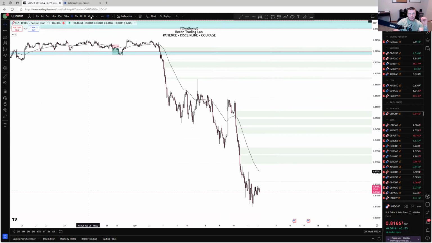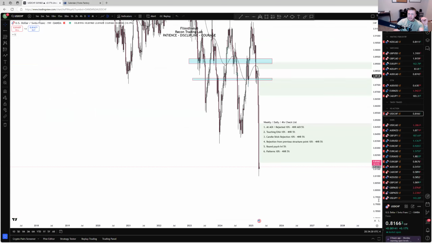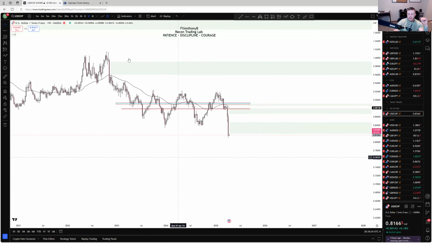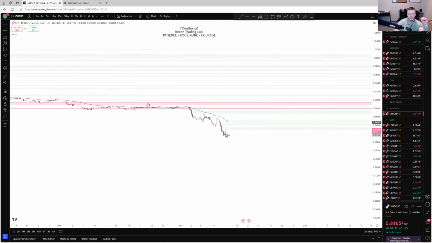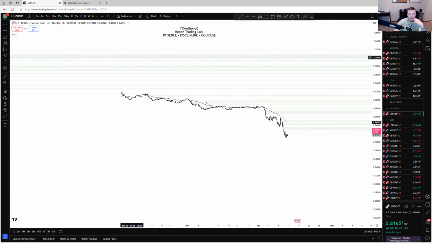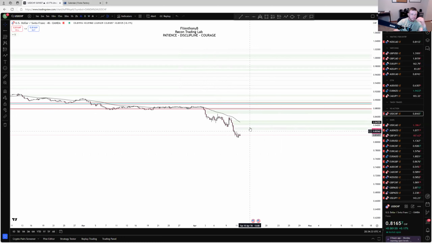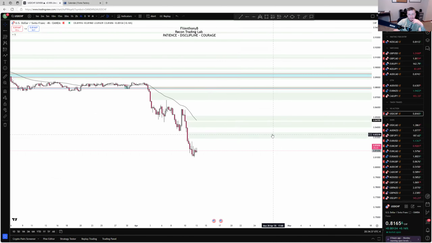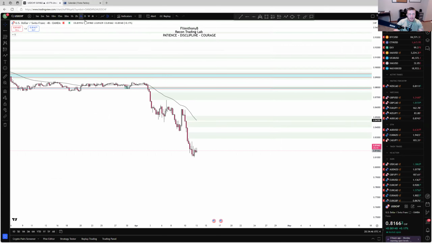Next one, and the last one, is USD CHF. Weekly is bearish. Daily is bearish. 4 hour is bearish. Yeah, this trade sucks too. Okay, we actually got a lot to look at this week.